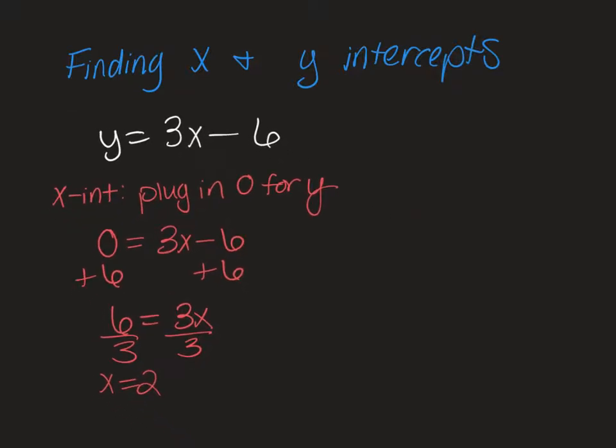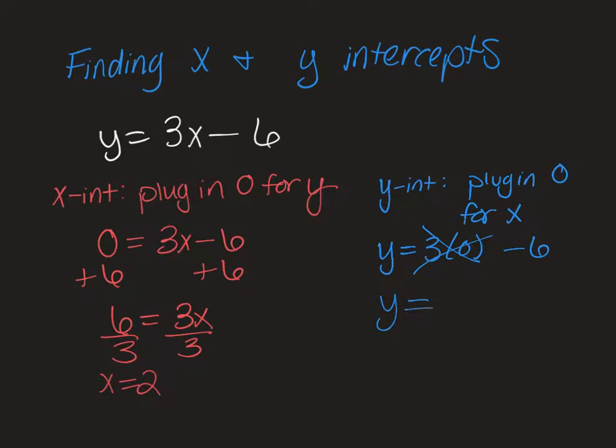Yep, so to find the y-intercept, we're going to plug in 0 for x. So that means we have y equals 3 times 0 minus 6. So the 3 times 0 cancels out, so we just get y equals negative 6 is our y-intercept. So then to graph these, for the x equals 2, we just go over 2 and put a dot. And then for the negative 6, 1, 2, 3, 4, 5, 6.